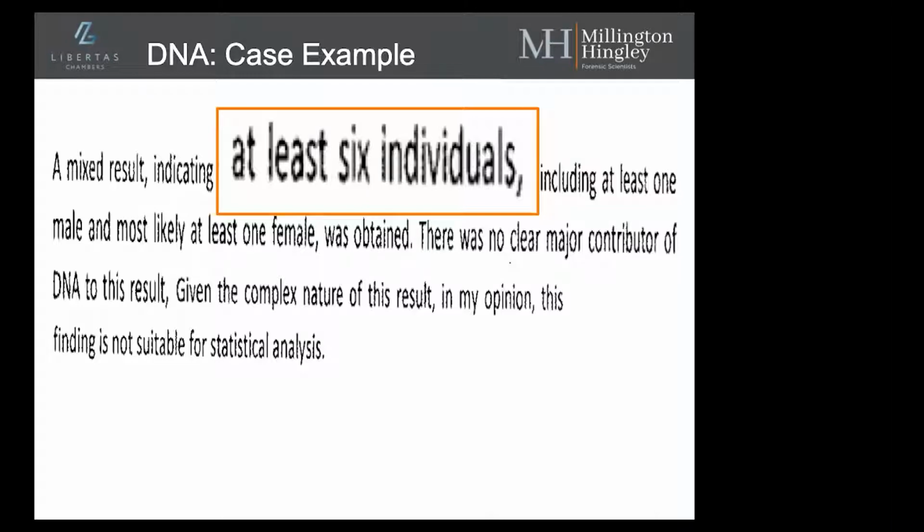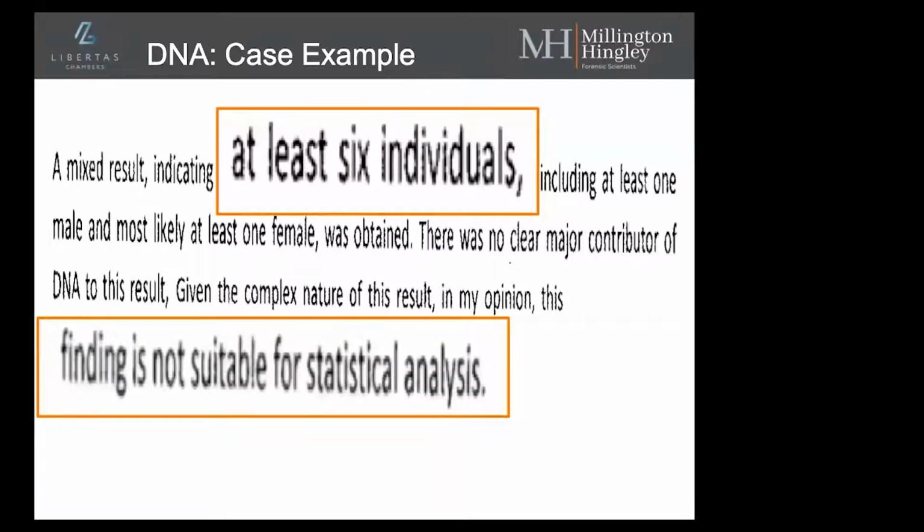It included at least 1 male, that's because of the presence of a Y chromosome, and at least 1 female, that could be the wearer. There was no clear major, and because of its complexity, the finding was not suitable for statistical analysis. So the 1 in a billion was an error. It was not reflective of the result, and the CPS offered no evidence in that case. So it just demonstrates that SFRs really do need to be challenged, and I would strongly advise that you do that if that's something that you are taking a case to court on the back of.